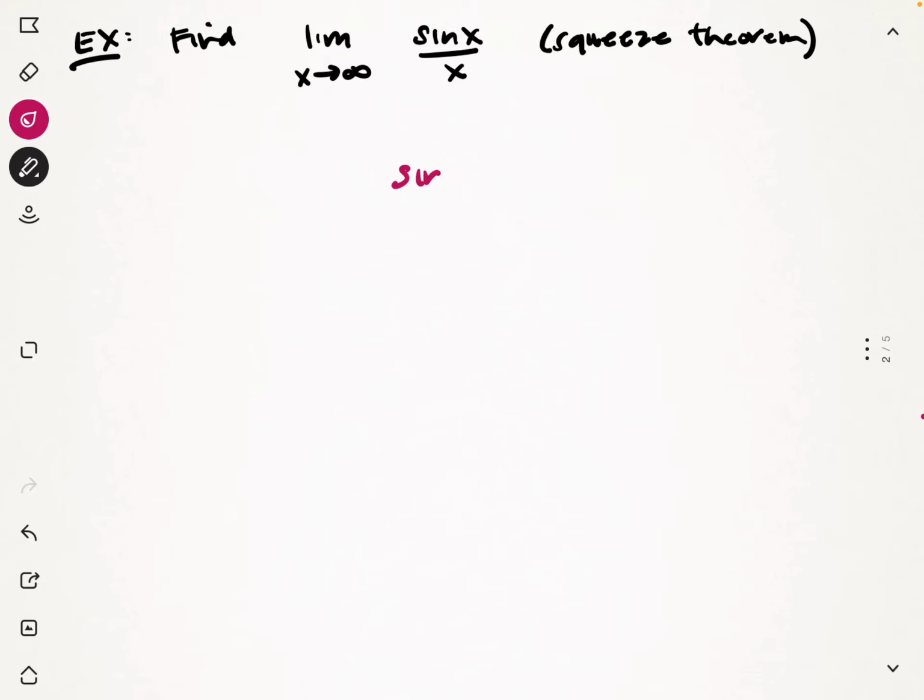So we're going to start off with sine x again. We know that the values for sine x are always going to be between negative 1 and 1. The problem is that this doesn't look like our limit just yet. But what we can do is divide each part by x, and then it looks like something we can work with.